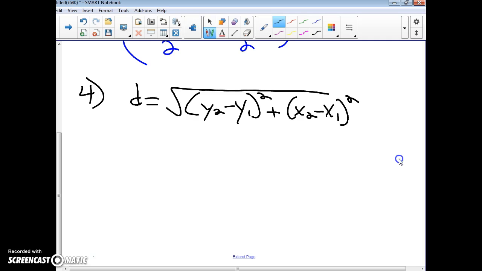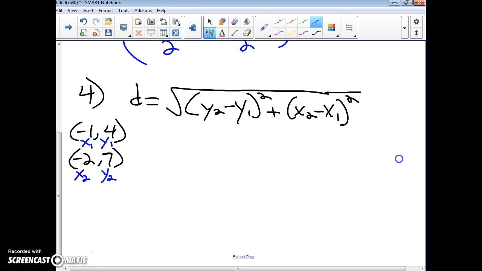Now, some of you I've seen like to put the x sub 2 minus x sub 1 first squared. That's okay, all right, as long as you make sure you label your ordered pairs. So doing this, the ordered pairs I have in number 4 are -1, 4, and then -2, 7. And I want to know the distance between those 2 points. So there's my x sub 1, y sub 1, x sub 2, y sub 2.